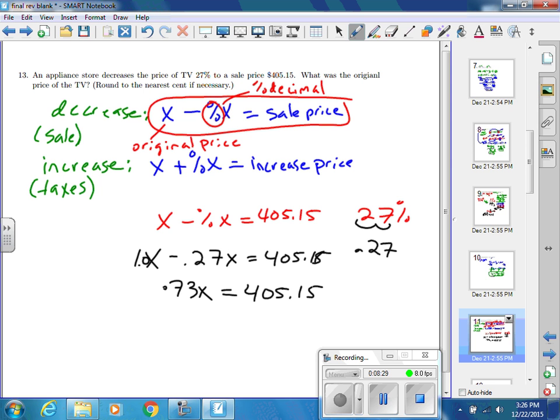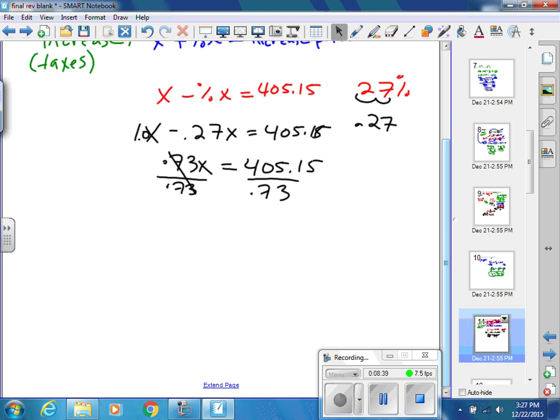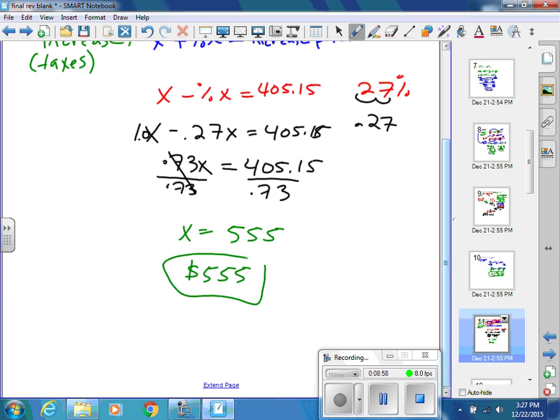Now I'm going to divide by the 0.73. What happens whenever you divide by a fraction or by a decimal? Your answer is going to be bigger, not smaller. When you multiply by a fractional decimal, your answer gets smaller. In this case, it gets bigger, so don't be surprised if that happens. Don't think you did something wrong. Punch that in the calculator and you get 555. So the original price of the TV was $555. You know that formula, put it on your cheat sheet.